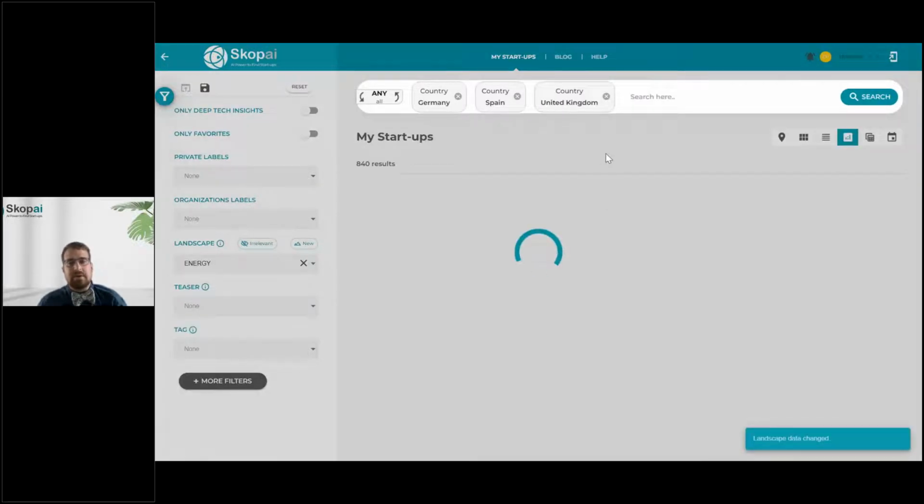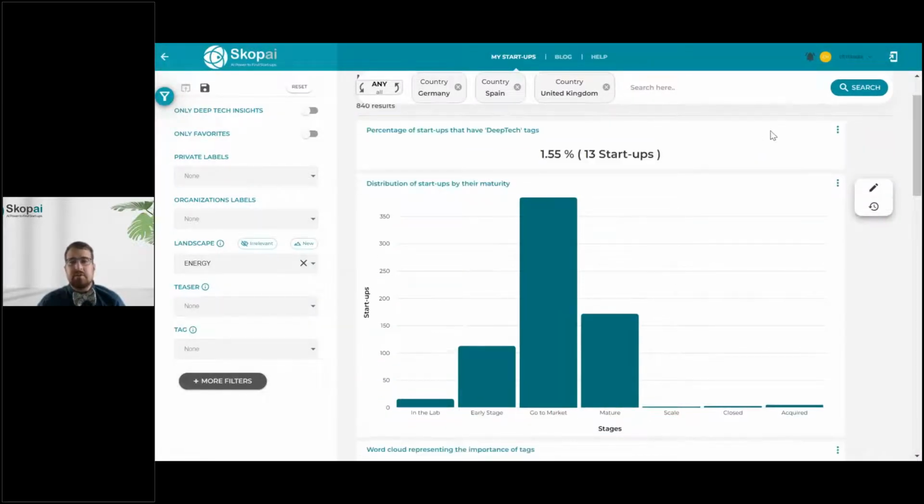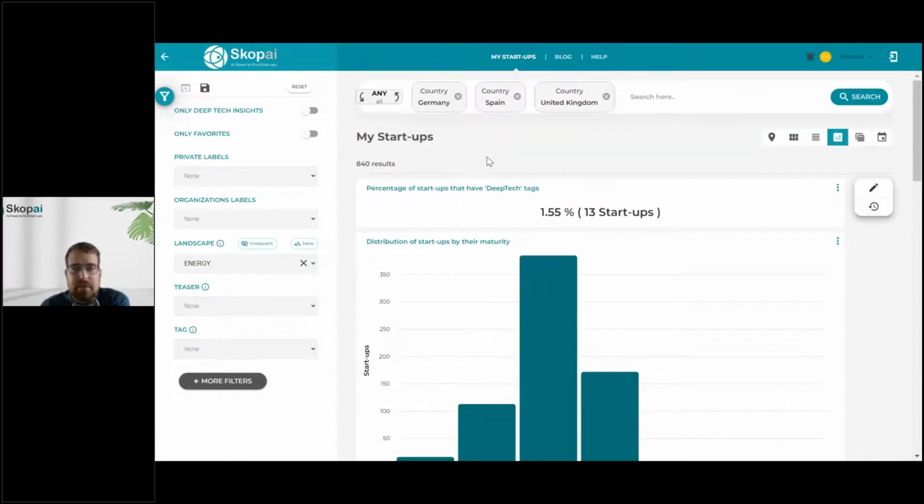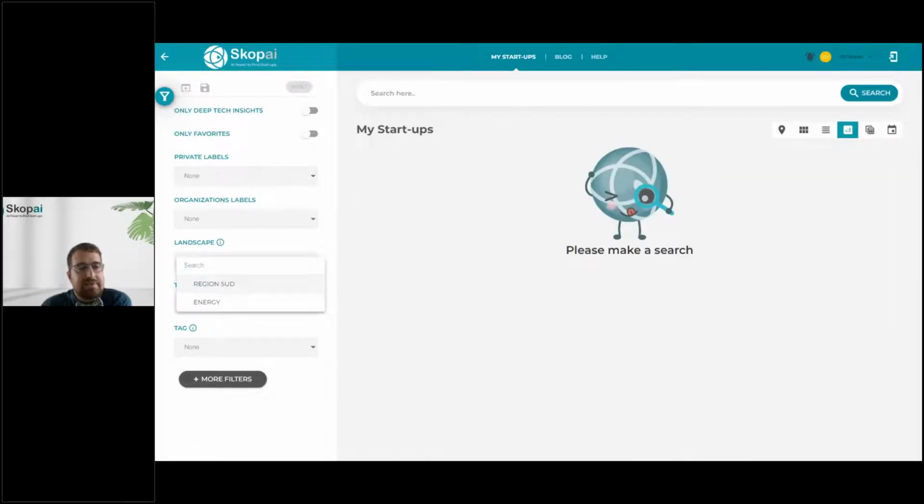Here we go. And this shows you the same information again, but just breaking it down by geographic region. We see we have 13 startups here that use deep tech, same information, so on and so forth. But this allows people to visualize what's going on in the areas of interest very quickly. So I'm going to reset the filters here and take you to our second landscape.